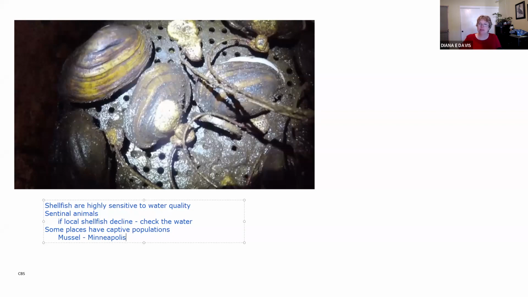It is a cheap and effective way to monitor the water quality. And mussels can live for up to 50 years. So these guys can work for Minneapolis for decades. I love that story.